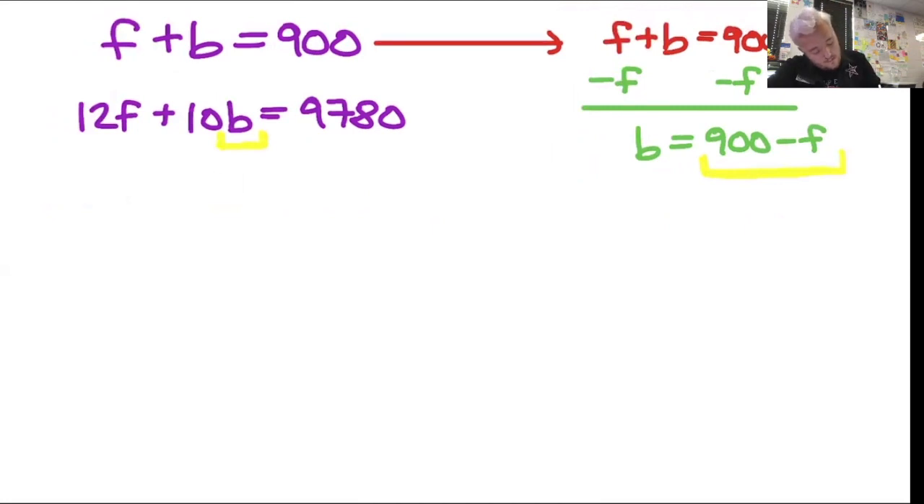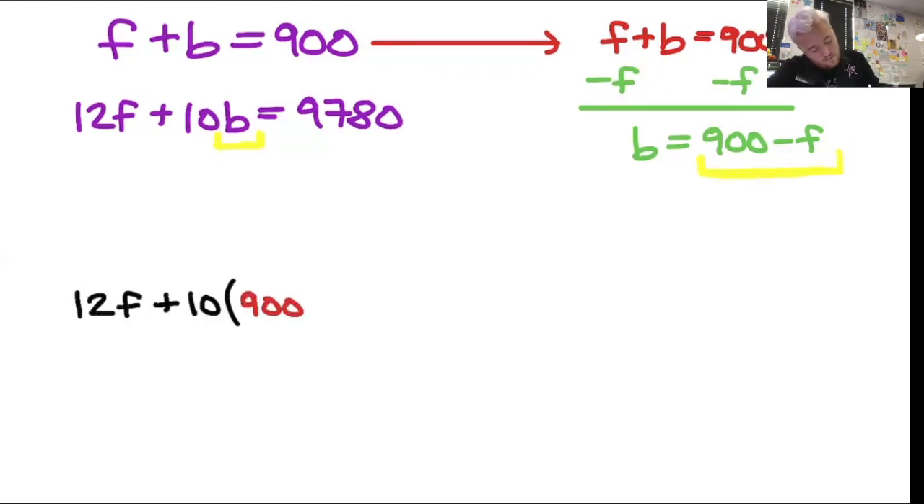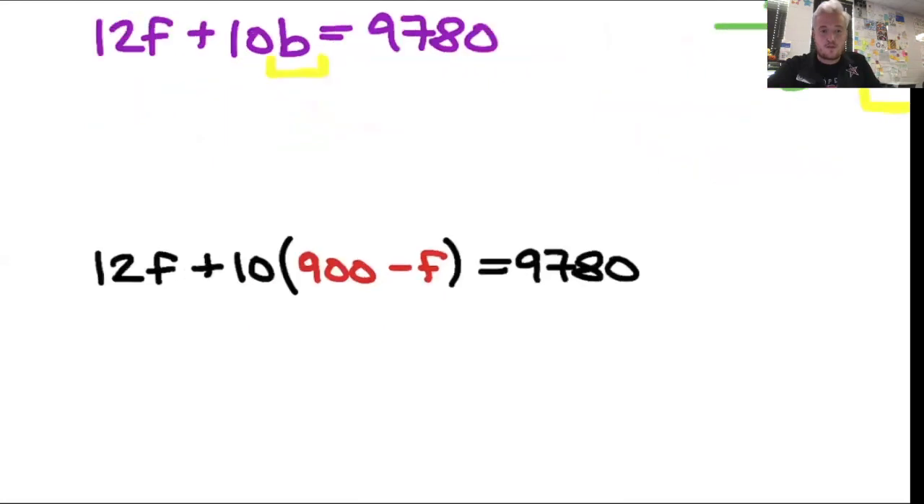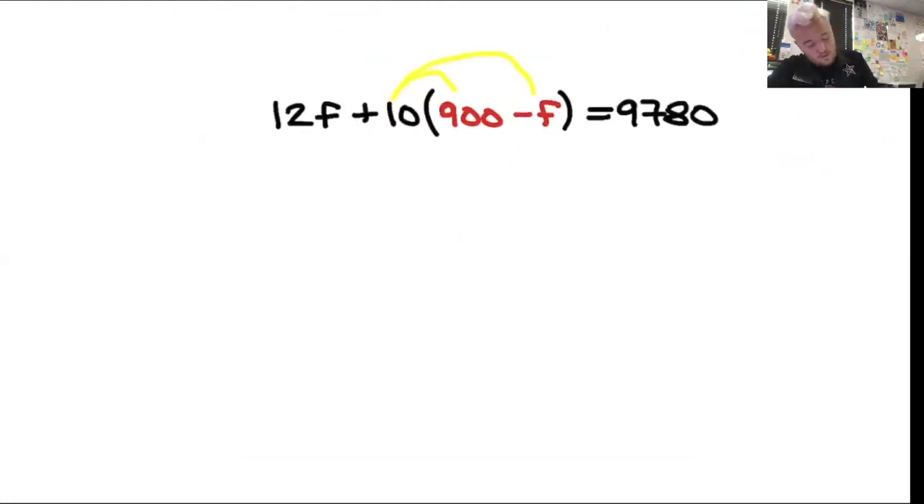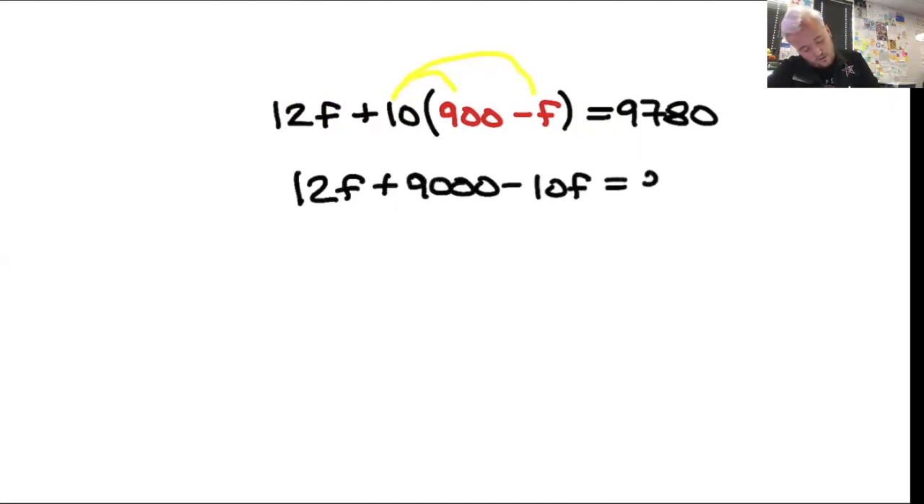So in my equation here, I'll have 12F plus 10 parentheses 900 minus F, equals 9,780. Looking at this equation down here, this is what I want to start solving. I'm going to start by distributing. So I'm going to have 12F plus 10 times 900, which gives you 9,000. Then minus 10F equals 9,780.